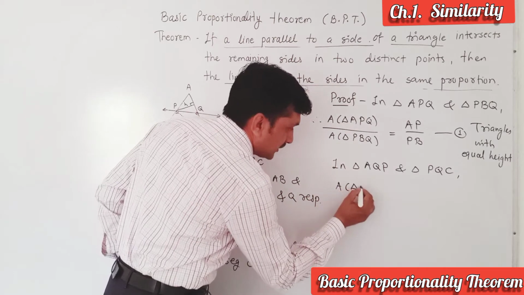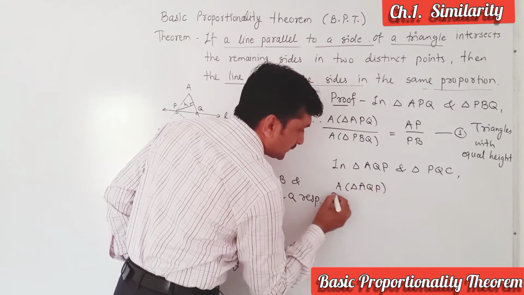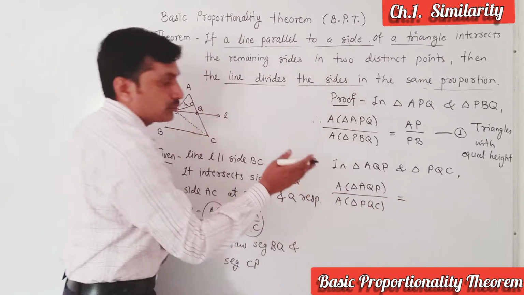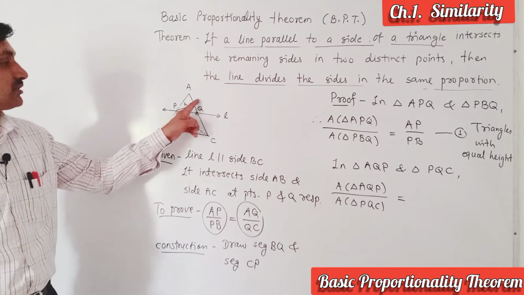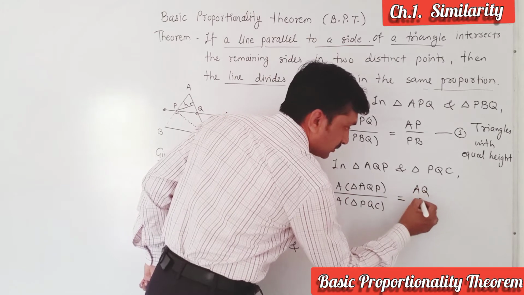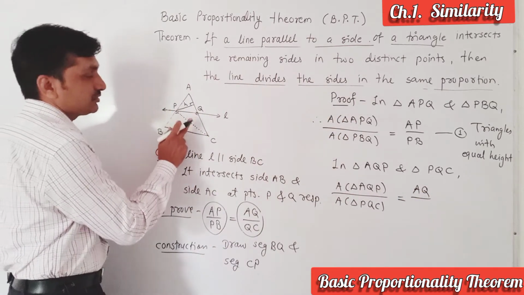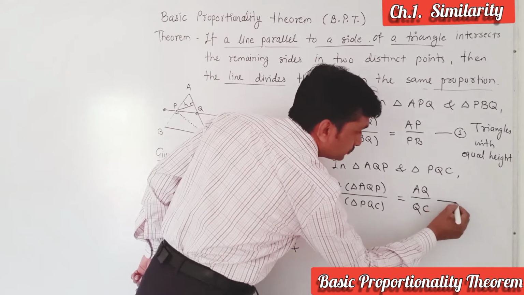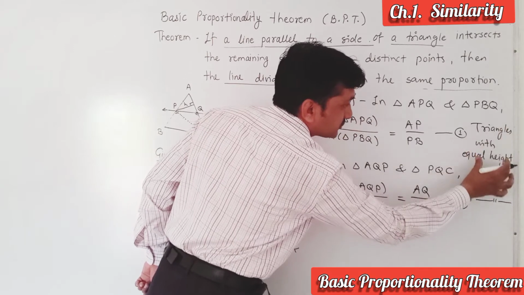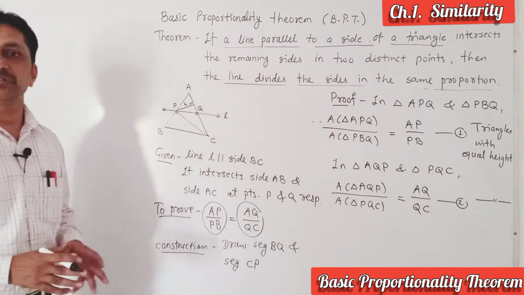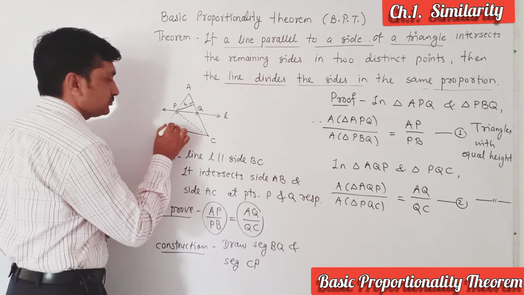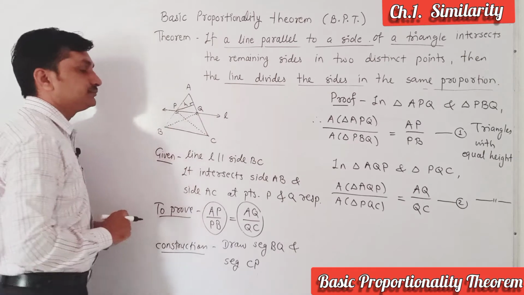Area of triangle AQP upon area of triangle PQC is equal to, as heights are the same, the ratio of their corresponding bases. The base of AQP is AQ upon the base of PQC, which is QC. Number 2, with the same support that we wrote here: in words, triangles with equal heights. Okay. Now the third part, here again I join this, because this work is over.